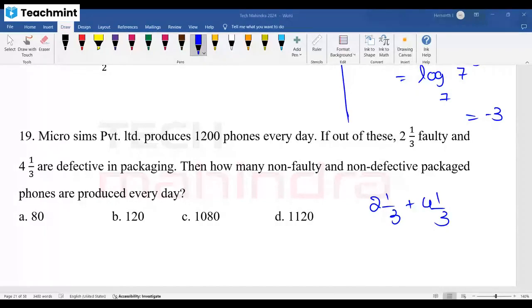Wait a minute, I'll just share those faulty related question, right? I'm just searching that original data. Okay. Yeah, 2 1 by 3 faulty and 4 1 by 3 are defective in packing. Then how many non-faulty and non-defective? Correct. Question is correct only.